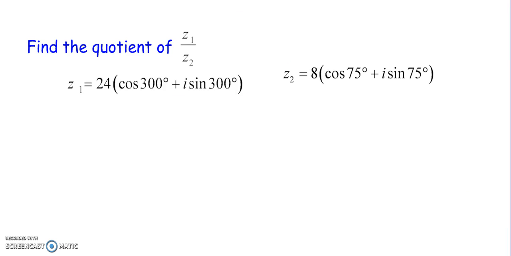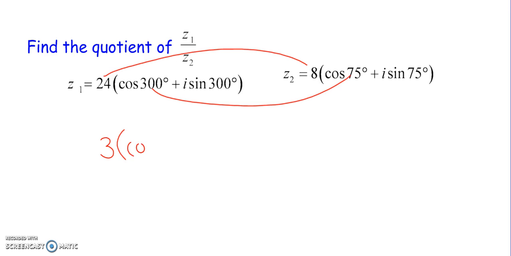We will do one more division, and division works exactly the same way. Here it's in degrees, so it's actually even easier. I need to divide my r's, so 24 divided by 8, that's where I'm getting the 3 from. I need to subtract my thetas, 300 minus 75. Well, that's going to be cosine of 225 plus i sine of 225. And that's every division problem. Divide your r's, subtract your thetas, and you are done.